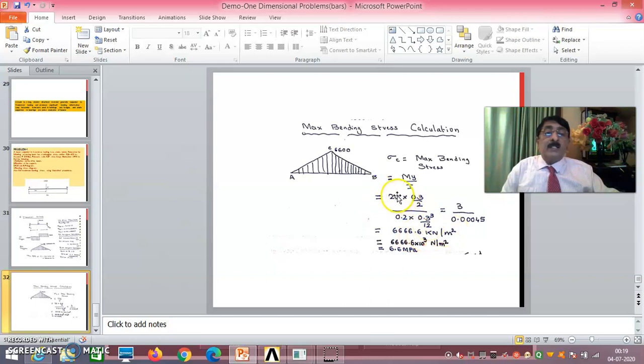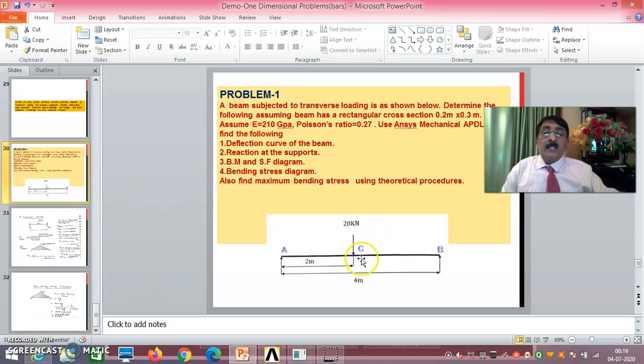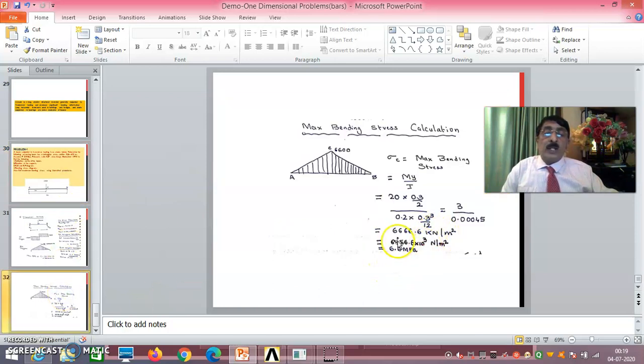6666.6 kilonewton, because I have taken kilonewtons. I'll multiply by 10 to the power of 3. It is 6666.6 into 10 to the power of 3 Newton per meter square. If you carefully observe, it is 6.6 into 10 to the power of 6 Newton per meter square, or 6.6 MPa. This is the answer you should get in Ansys also. Please remember that the maximum bending stress for this problem will be 6.6 MPa. These are all the things you have to prove using Ansys also.